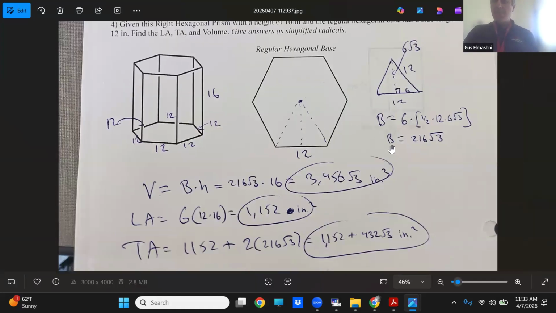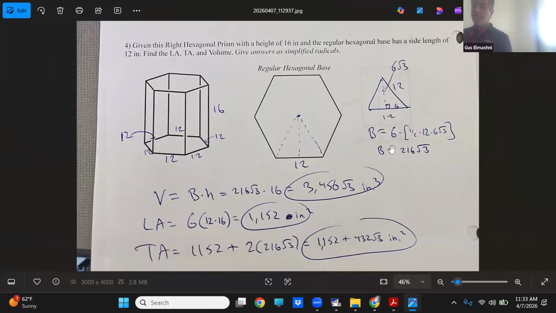For this one, this is an extension from the previous unit. So you have to find the area of the hexagon. So you have six equilateral triangles, right? The length of the side is 12. The apothem, the height, we talked about, is 6 root 3. Find the area of one of the triangles, multiply by 6, you get 216 root 3. Multiply by the height of the prism, which is 16, and you get your volume.